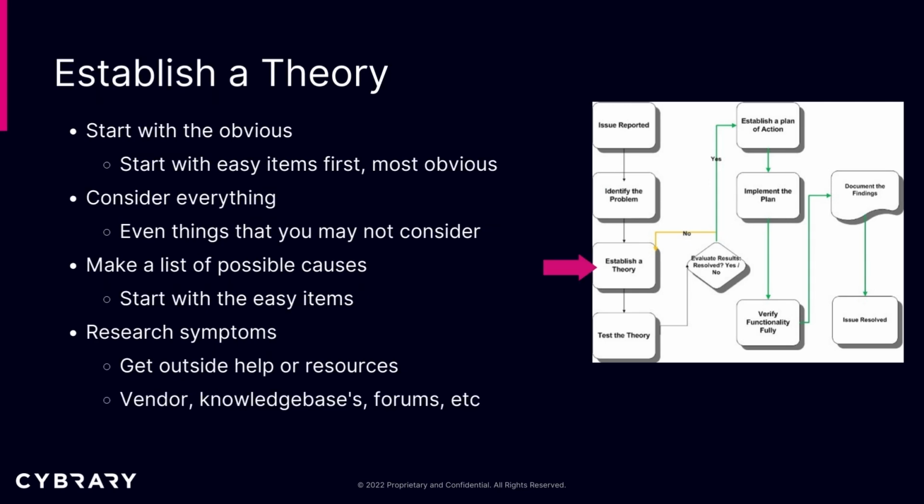Establish a theory. Start with the obvious. Start with the easy items first, the most obvious items. And also, you want to consider everything. Again, we do have a lot of experience under our belt, but at the same time, let's follow this process because we want to consider everything. Sometimes our experience says it may not be this thing, but let's just validate that to make sure. Make a list of possible causes, however you want to do that. Write it down or make a mental note.